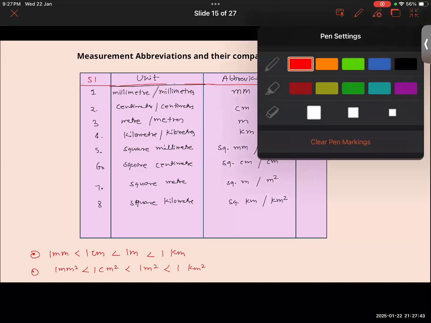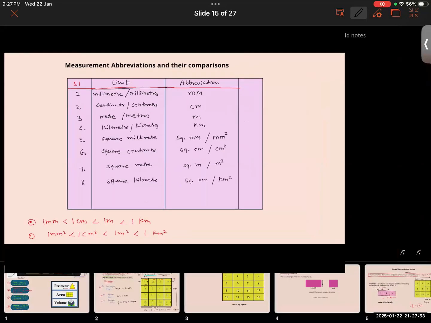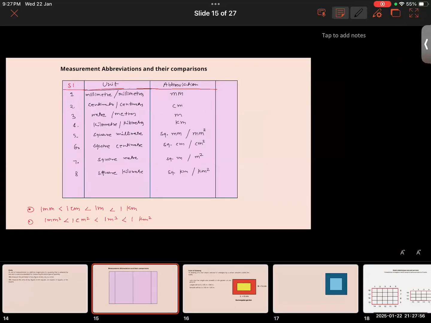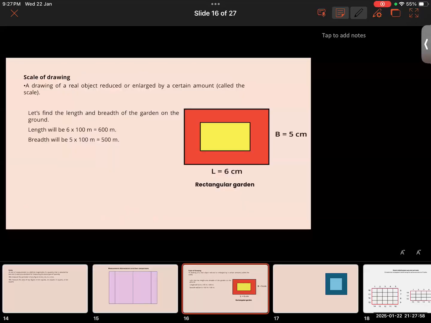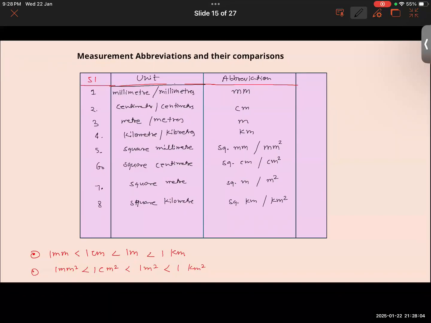Do one thing, take a screenshot of this also, because in the given time you might not be able to finish writing it. In the next class, you have to write it down in your copy. We are going to continue from the scale of drawing in the next class. Take a screenshot of this.